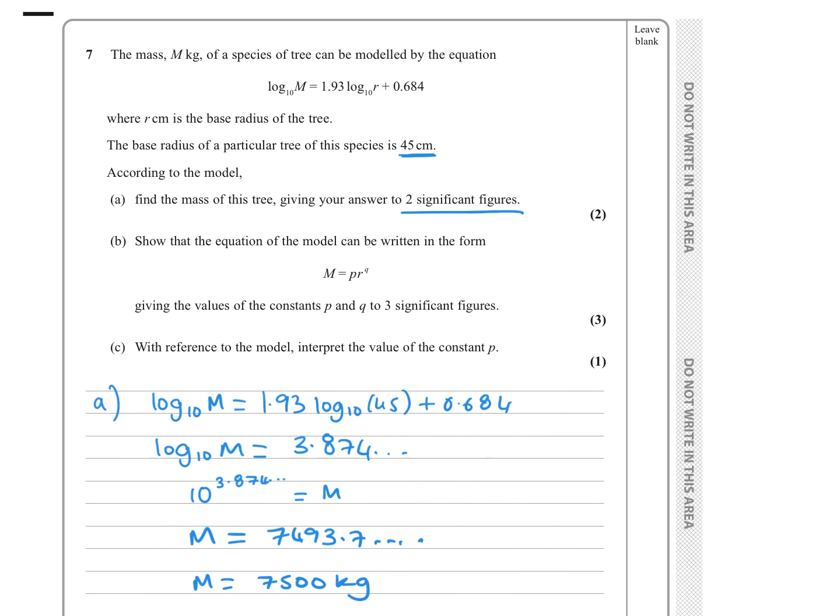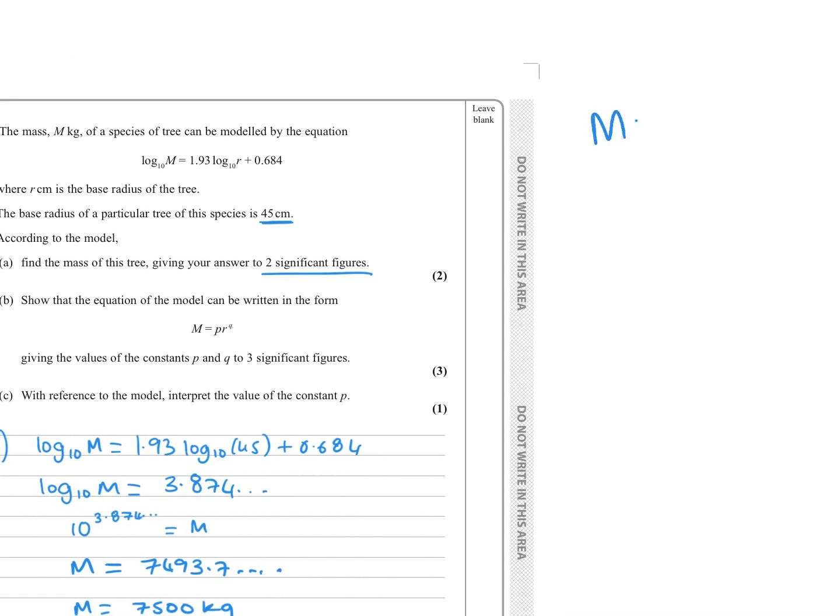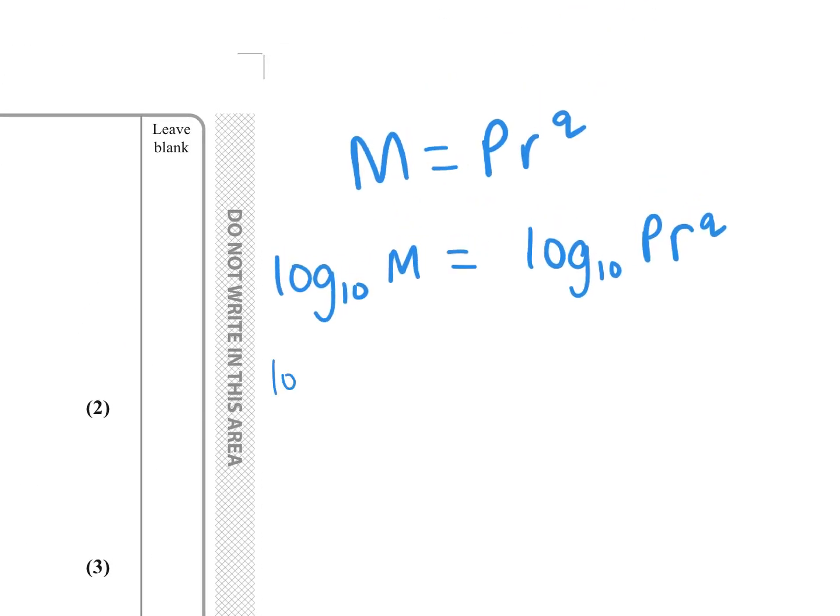It says show that the equation of the model can be written in the form m equals PRQ. If you're not sure what goes with what, let's log everything. So I'm going to get log to the base 10 of m equals log to the base 10 of PRQ. Now we know log laws, that means multiply. So log 10m equals log 10p plus log 10r to the power of q, but we know that can then be written as q log 10r.